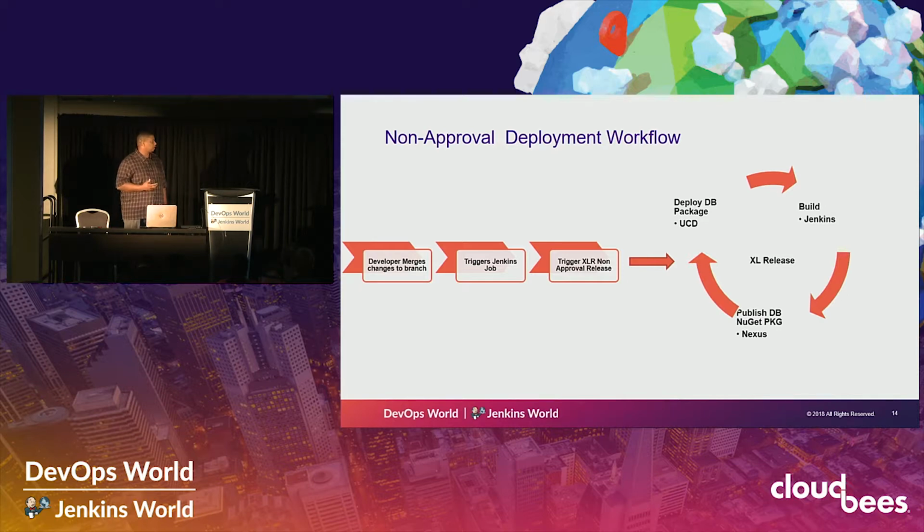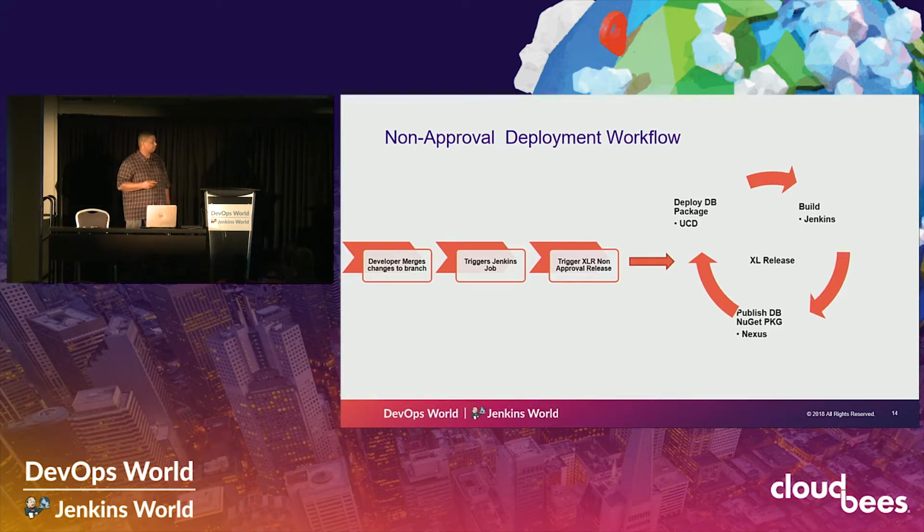In this workflow, the developer merges changes to a branch, and that will trigger a Jenkins job that will trigger an XL Release. And what that release will do, it will trigger a build job that will retrieve the source code, build a database NuGet package, and publish those changes to Nexus. And then XL Release will trigger an Urban Code deployment job that will deploy those database changes to the target database. And this is a non-approval.